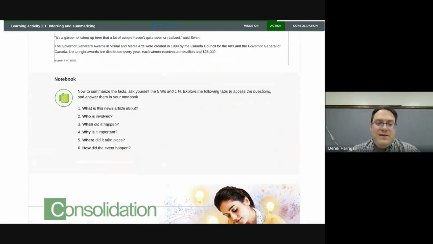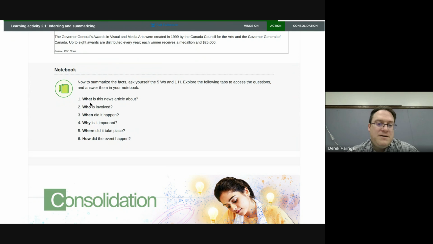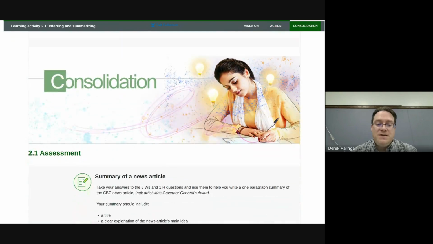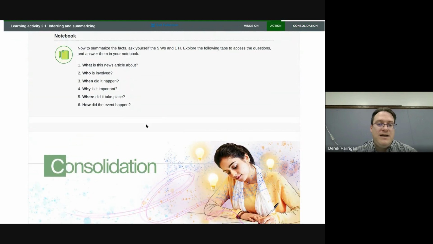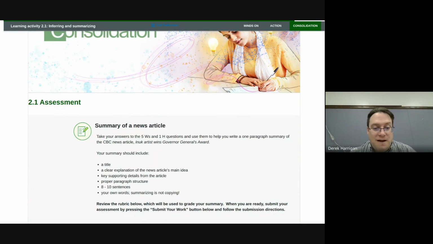And then you're going to go down here and you're going to answer what, who, when, why, where, and how. So you're going to apply the 5 W's and the H to the news article that you just read. And this should help you come up with the foundation that you would need, the facts that you would need to write a summary. And so for your assignment, you're going to have to take that same article that you just read, and you're going to have to summarize it and use your answers from the 5 W's and 1 H questions that you just answered right here, right? Use those as your guide, as your foundation.